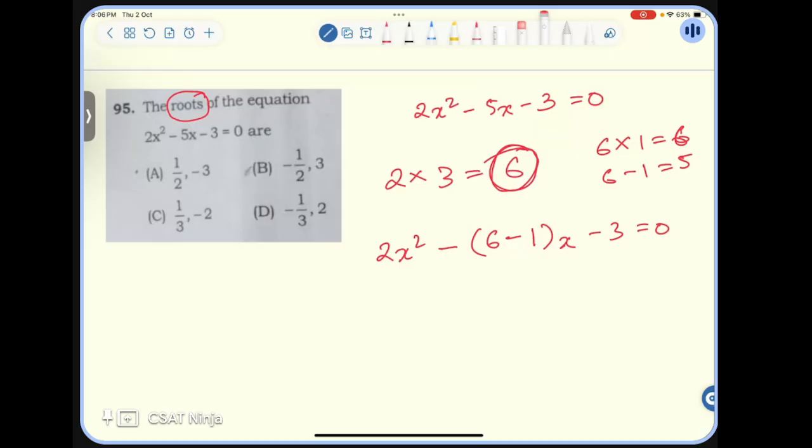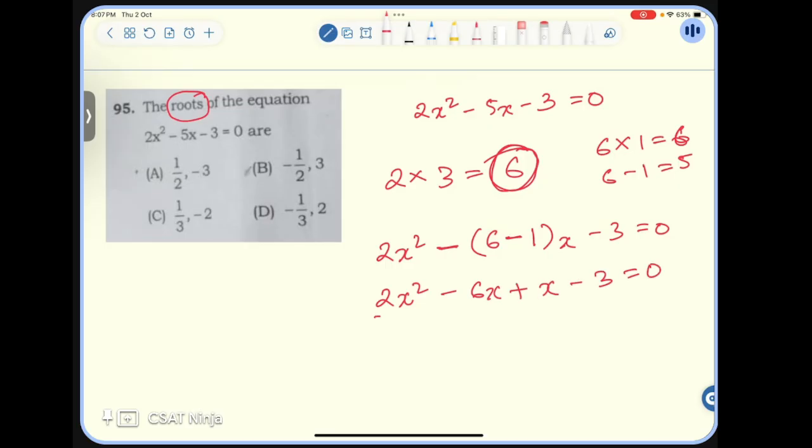And again, the concept here is this one. You multiply the first and the last term, which will give you a number. And that number, two numbers multiplied, you need to get. And subtracted, you need to get the middle number there, okay? So that's what I've done. So let's remove the bracket here. 2x squared minus 6x. Remember, minus into minus will give you plus x minus 3 is equal to 0.